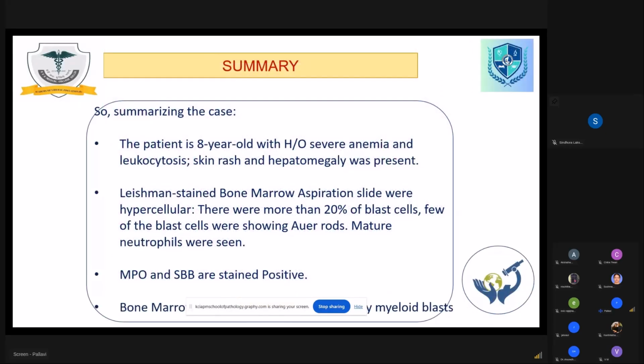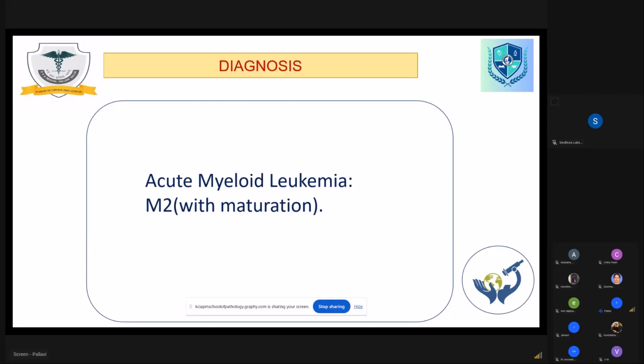So summarizing the case, the patient was 80 years old with history of severe anemia and leukocytosis. Skin rash and hepatomegaly were present. Leishman stain bone marrow aspiration slides were hypercellular. There were more than 20% blast cells. Few of the blast cells were showing Auer rods and mature neutrophils were seen. MPO and SBB stains were positive, and bone marrow was showing many myeloid blasts. So the diagnosis made was acute myeloid leukemia M2.